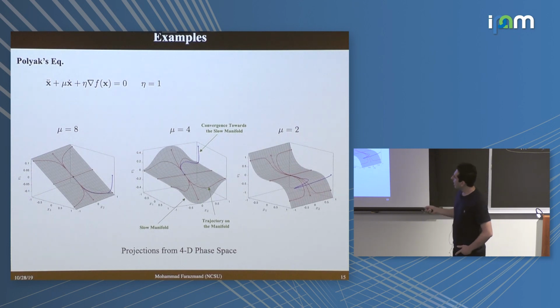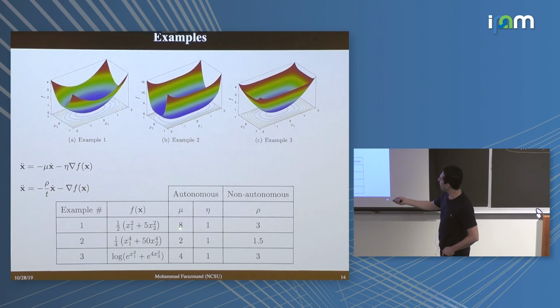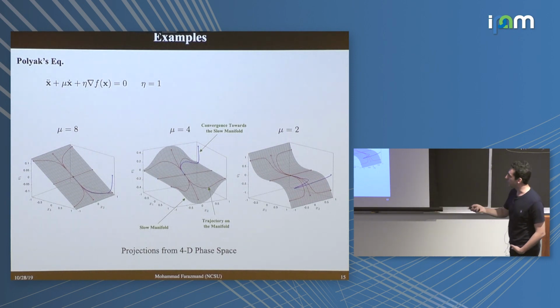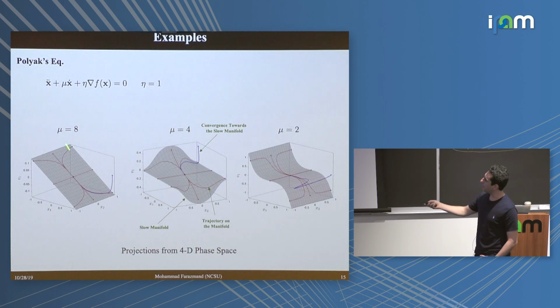For the first function, the shape of the function is quadratic in both terms. Because of that, you can show that the slow manifold is linear to any order of approximation. So you get basically a linear plane.